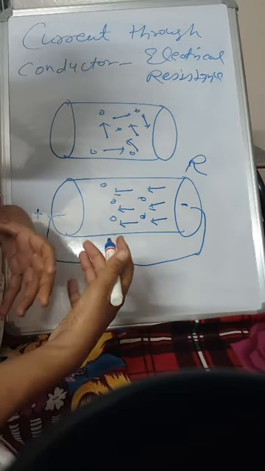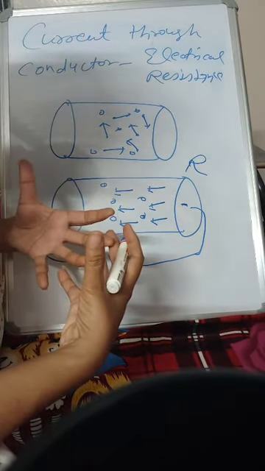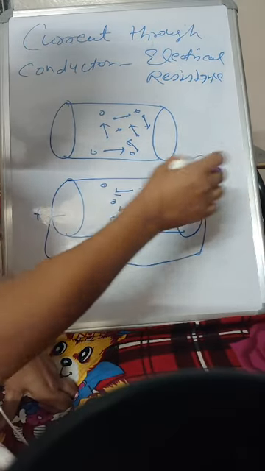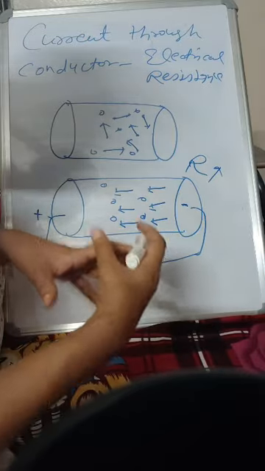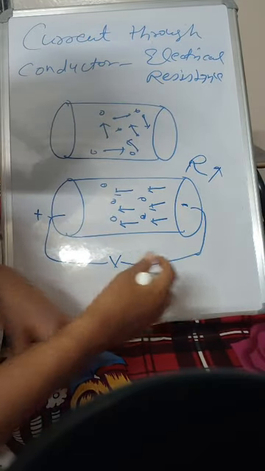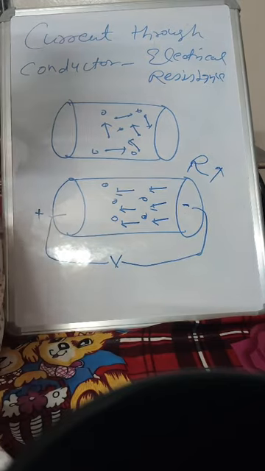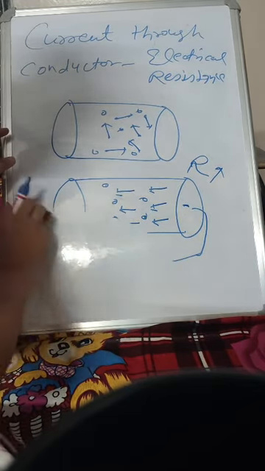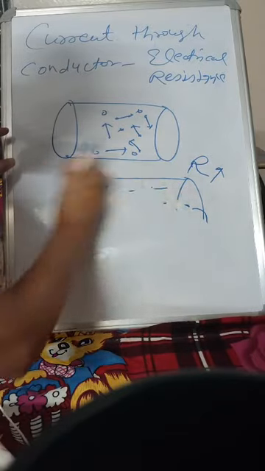This opposition to the flow of electrons is called resistance, which is denoted by R. If there is more opposition in the conductor, the resistance is higher. If the resistance is higher, there will be less current inside the conductor. Now we will see on which factors this resistance depends.